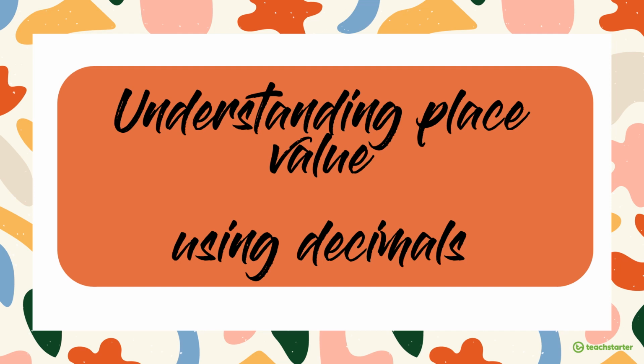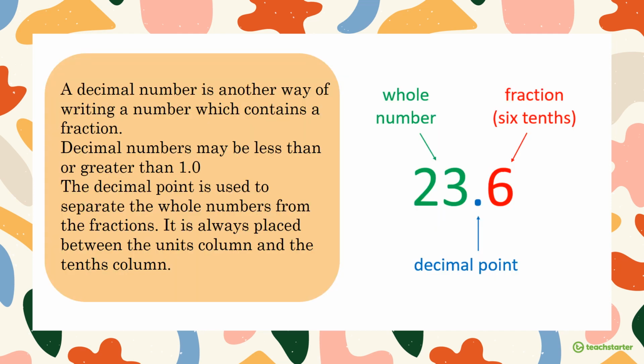So, we are looking at understanding place value using decimals. A decimal number is another way of writing a number which contains a fraction. Decimal numbers may be less than or greater than 1.0. The decimal point is used to separate the whole numbers from the fractions. It is always placed between the units column and the tenths column.